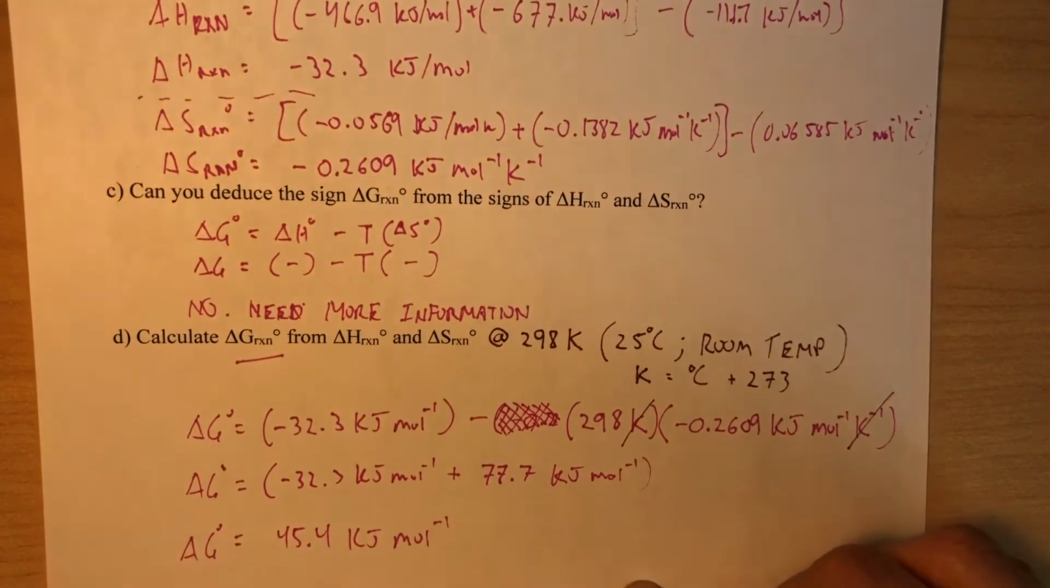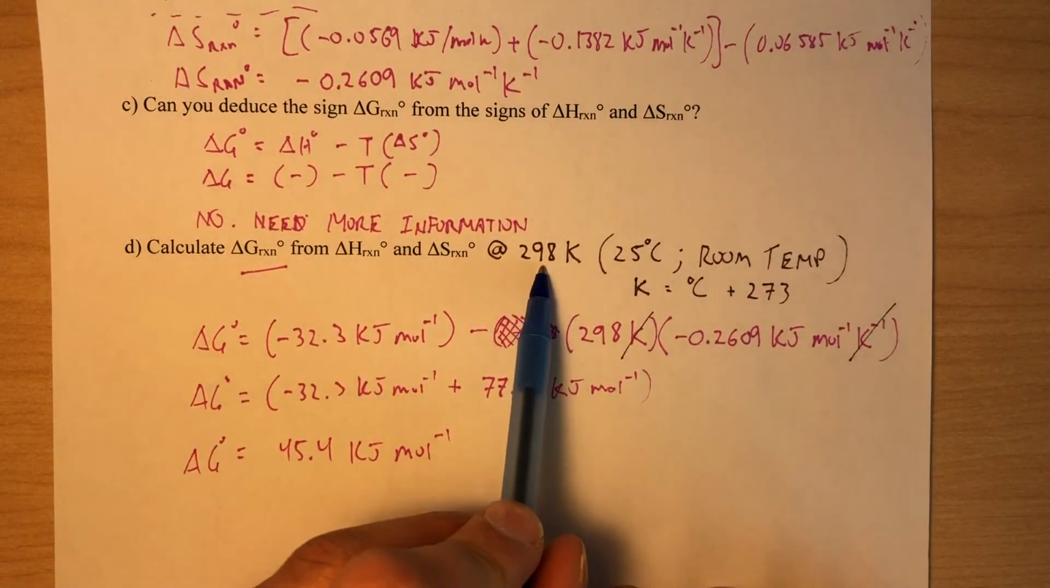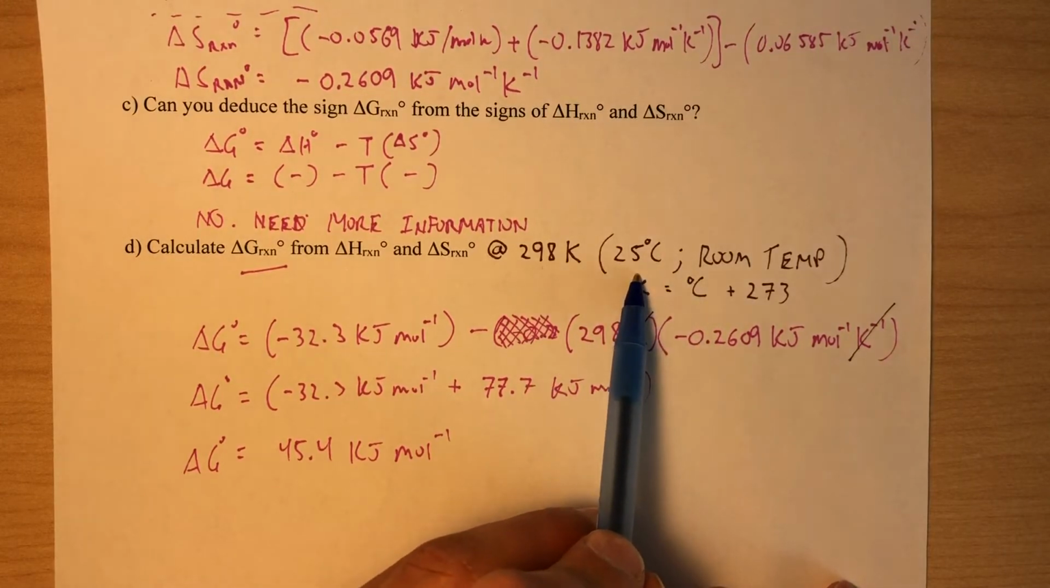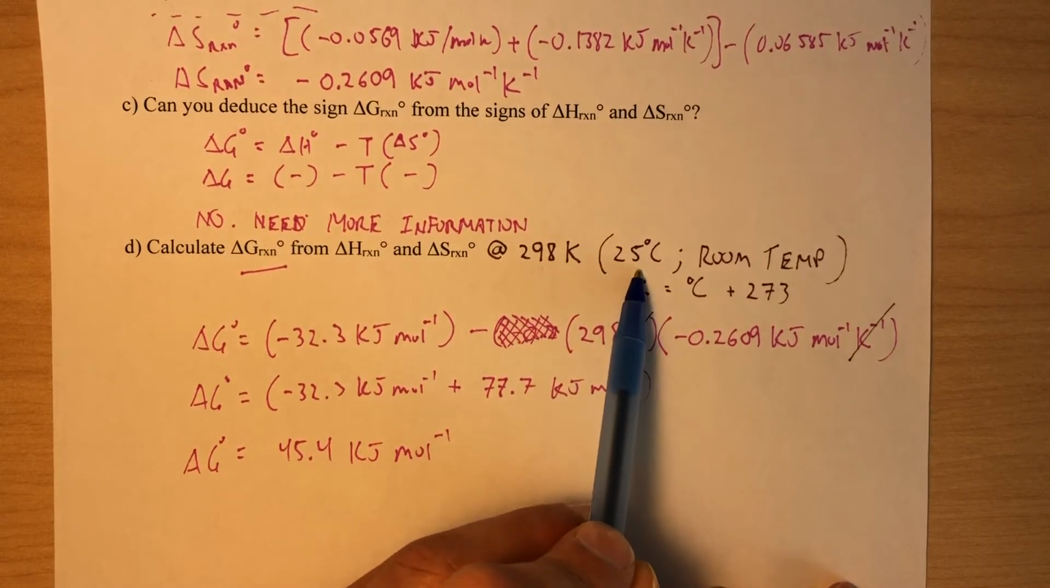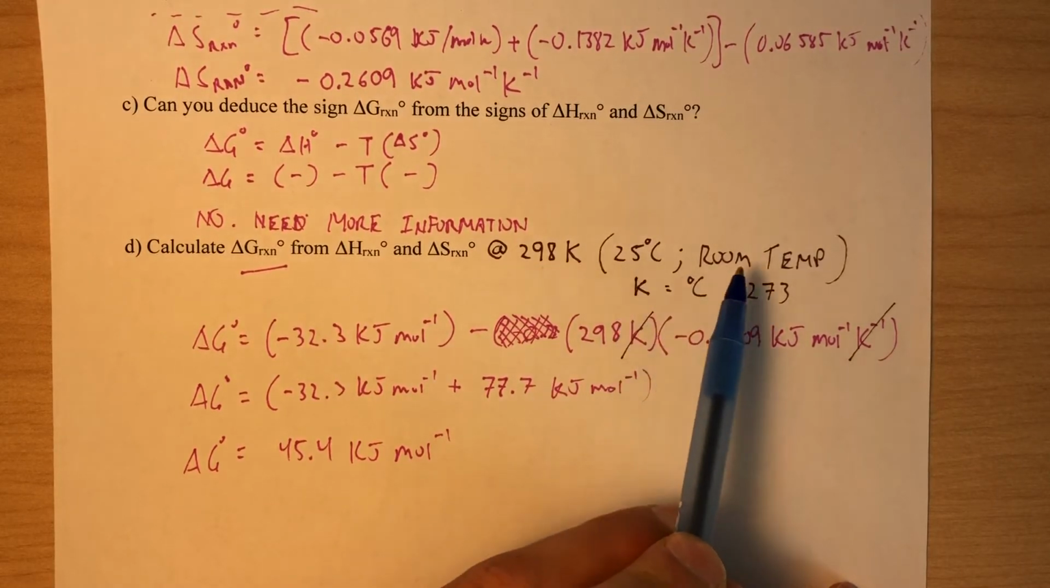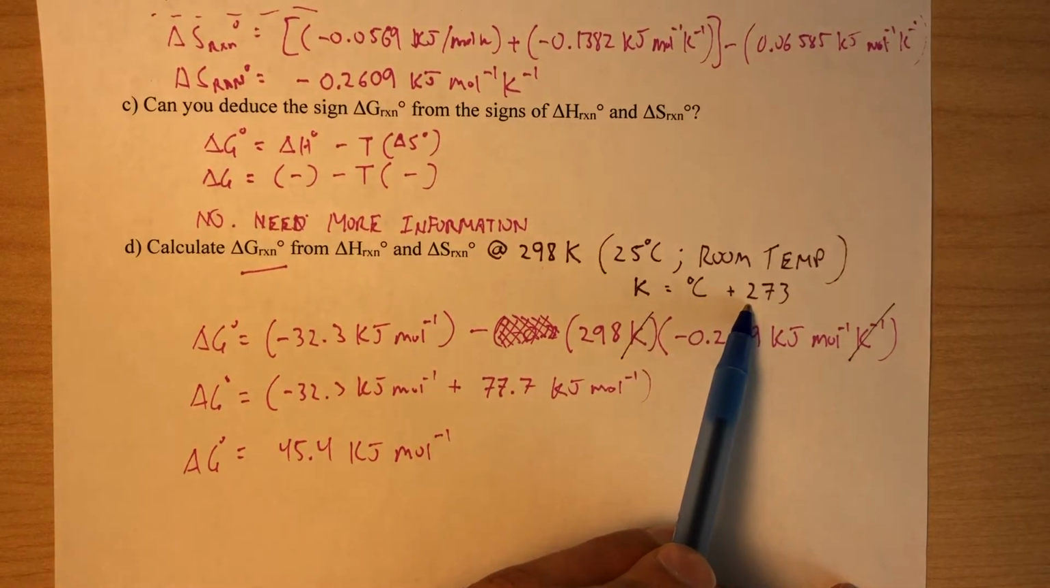What we're going to do now is calculate delta G from these values. If no temperature is given, you can assume 298 Kelvin. Our temperature definitely has to be in Kelvin because that is what our units for entropy include. The assumed temperature, 298 Kelvin, is about 25 Celsius, which is considered room temperature. Kelvin is equal to Celsius plus 273.